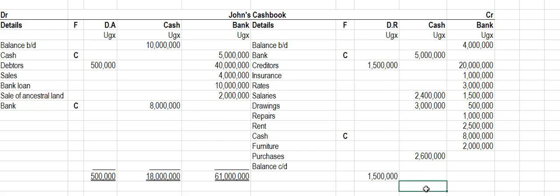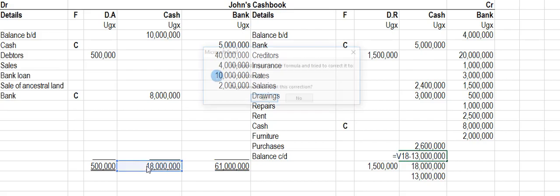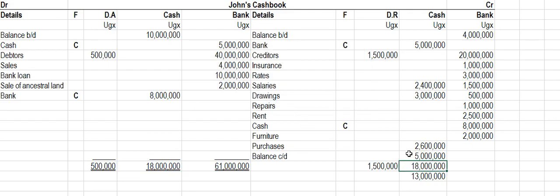Now for the cash, when we look at the debit side, let me first try to add, and you'll see what we have here. The credit side, cash column, you have 13, so the debit side is bigger, so I'll put here 18 million as my total. Then there is a balance carried down, which will be 18 millions minus 13 millions. That gives us a balance of 5 millions cash. Our cash balance is 5 millions at the end of the year. There is some cash at hand, around 5 millions.